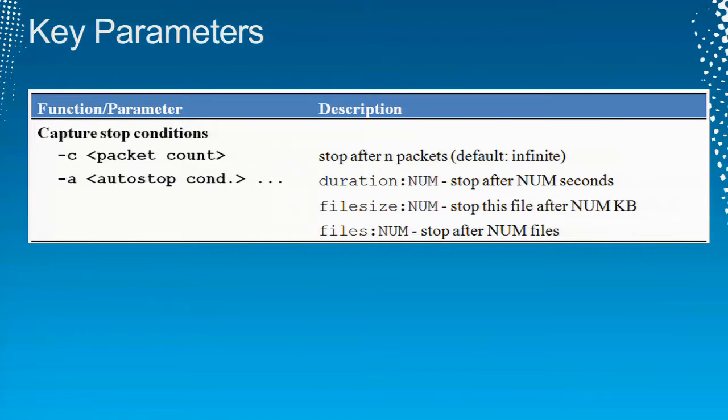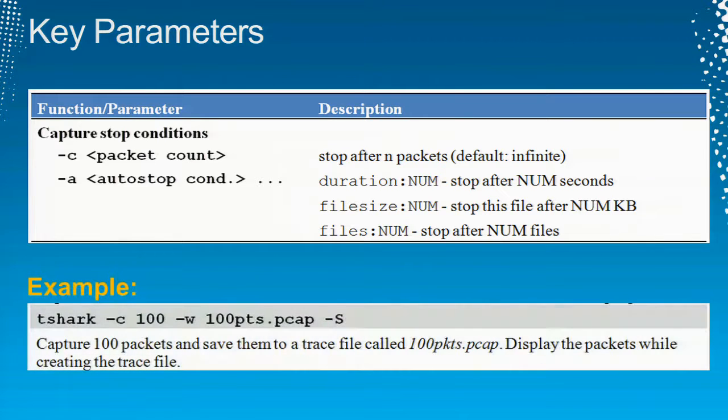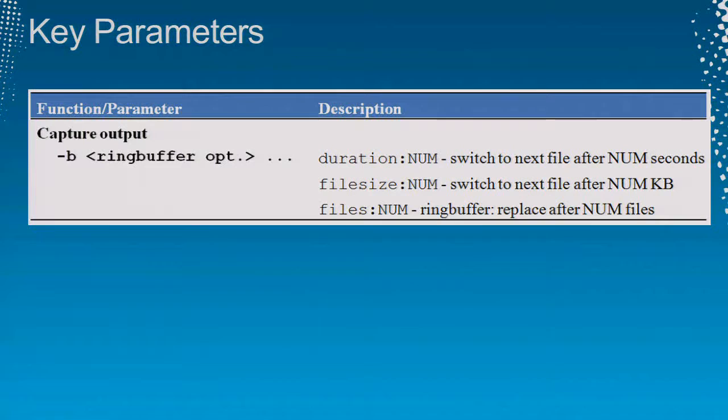Besides having these auto stop conditions where you can say, I want to stop after this amount of time has passed, we also have a ring buffer capability. And I'll show you the screens on ring buffer, but when you get the slide, you'll see I have an example here of just using the dash c for 100 packets with the dash S to view it. Very, very simple, very easy to do. And I'll show you some auto stop. Remember that the dash S is to show it during the capture.